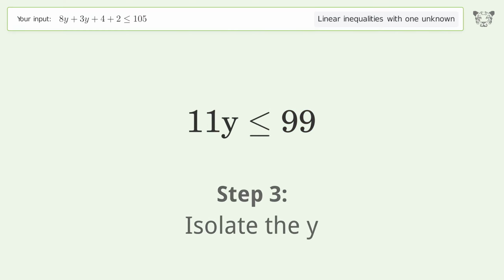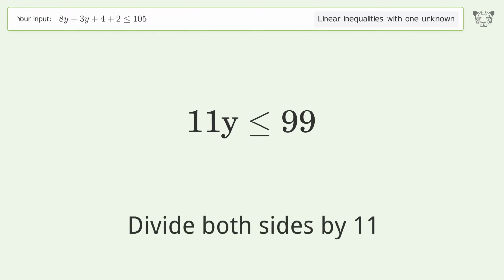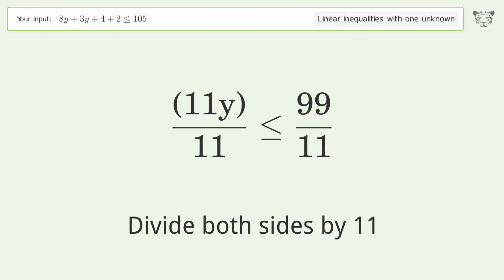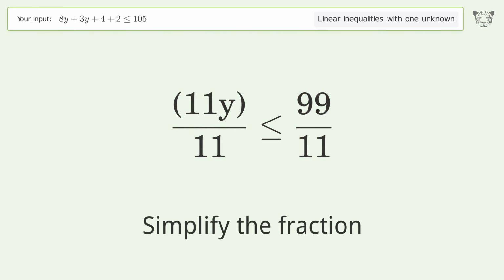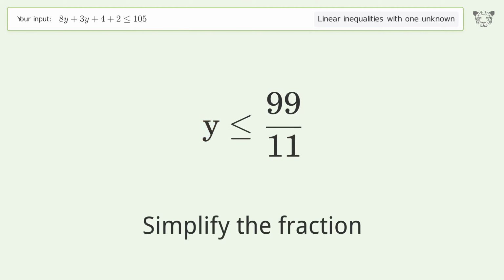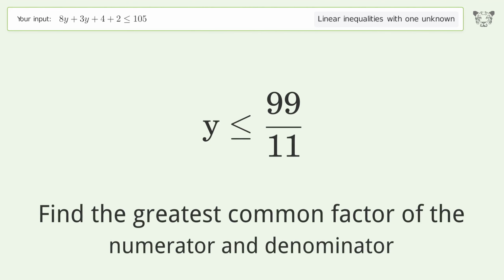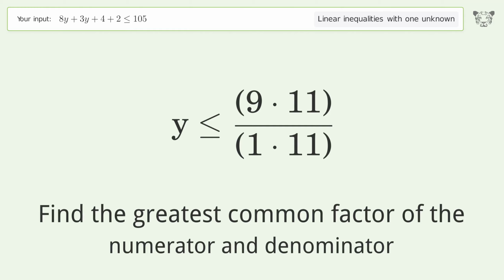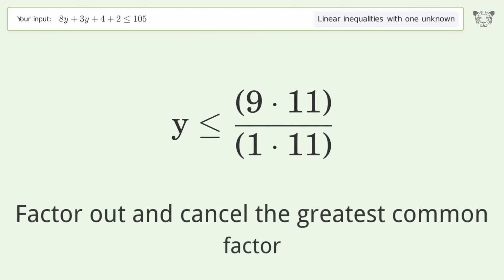Isolate the y. Divide both sides by 11. Simplify the fraction. Find the greatest common factor of the numerator and denominator. Factor out and cancel the greatest common factor.